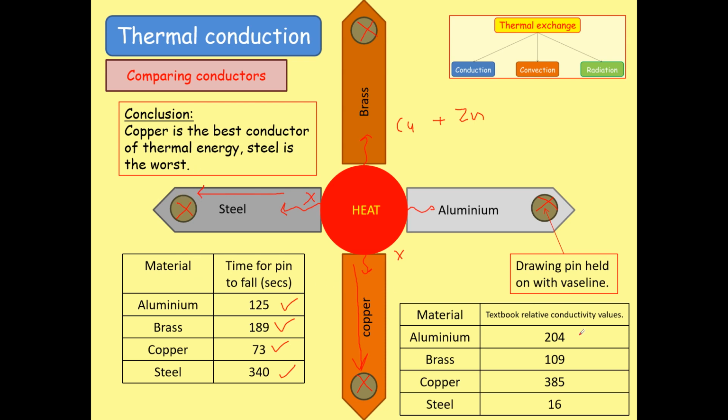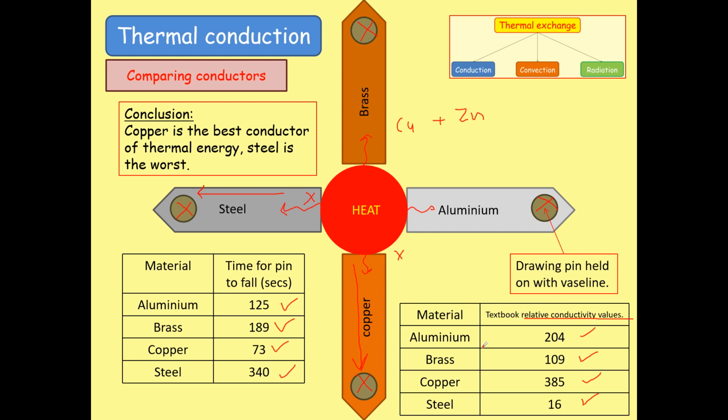So as per the textbook that you people have, the Cambridge textbook for physics, IGCSE 0625, we have these values listed in the book, which is 204 for aluminum, 109 for brass, and then 385 for copper, and 16 for steel. And now these are relative conductivity values. Now do not confuse this with resistivity, right? Thermal resistivity is also a thing, but this is conductivity.